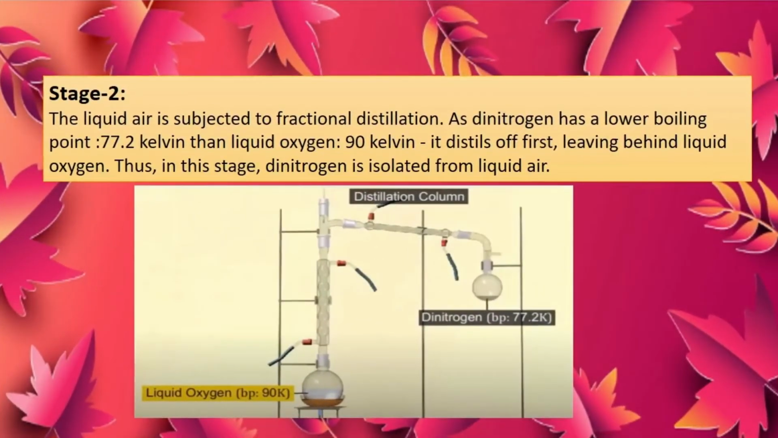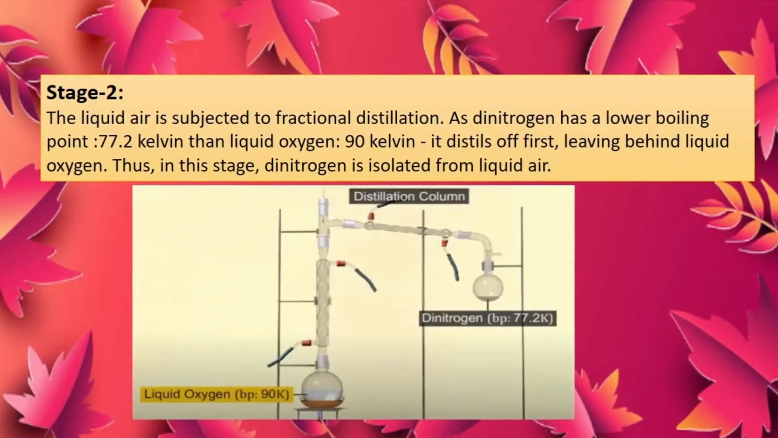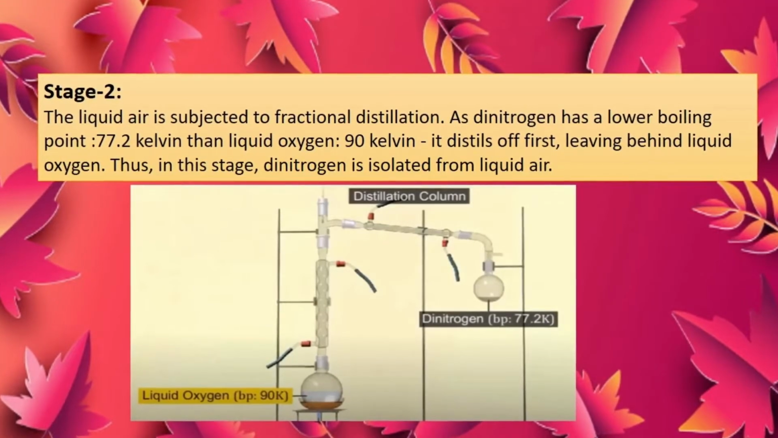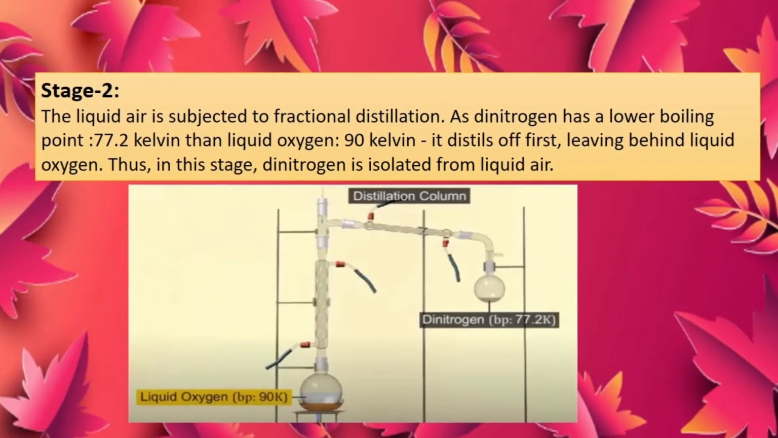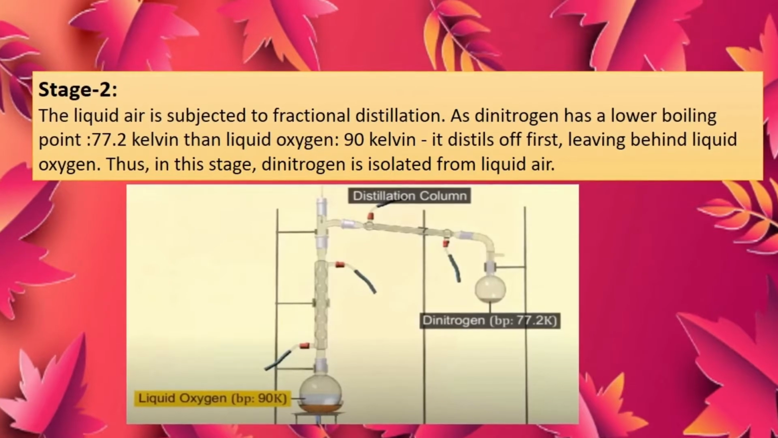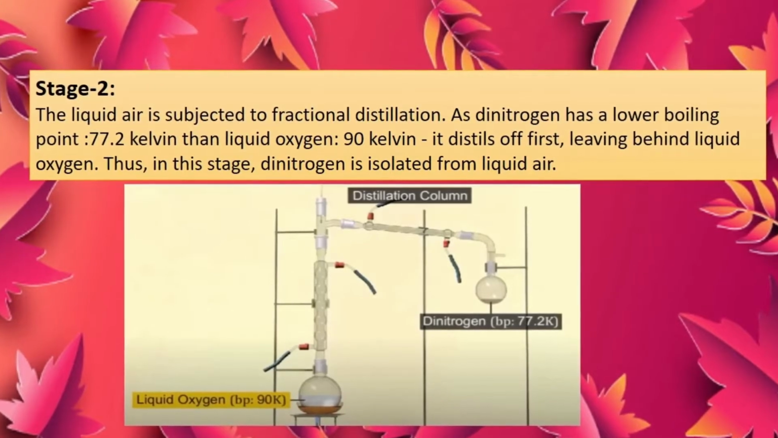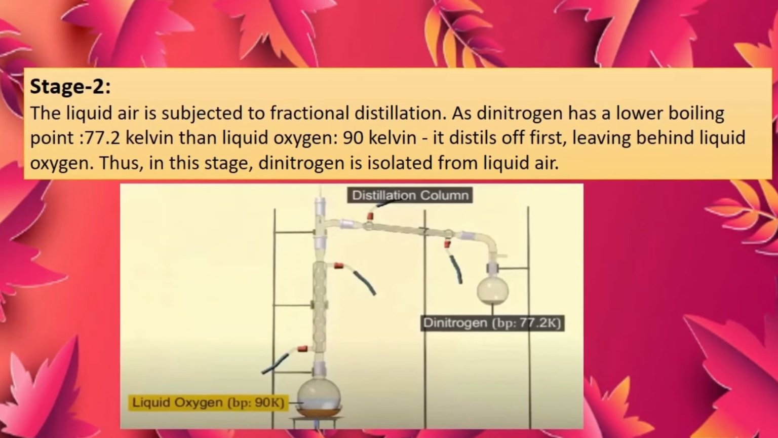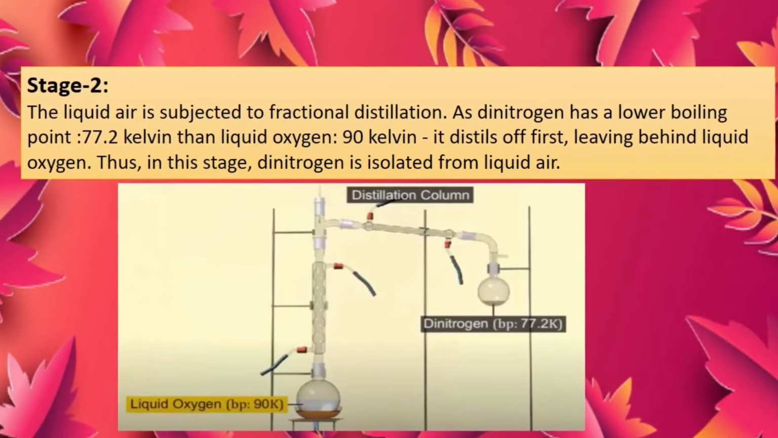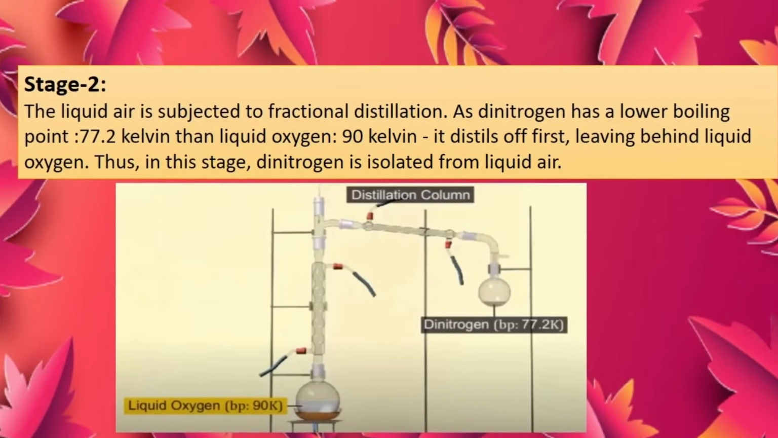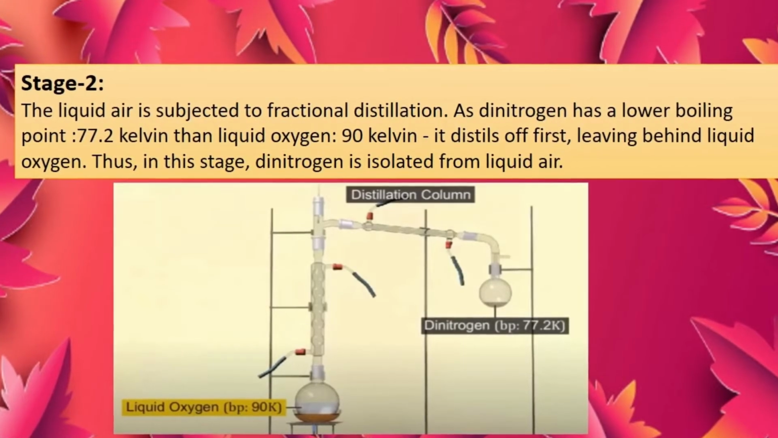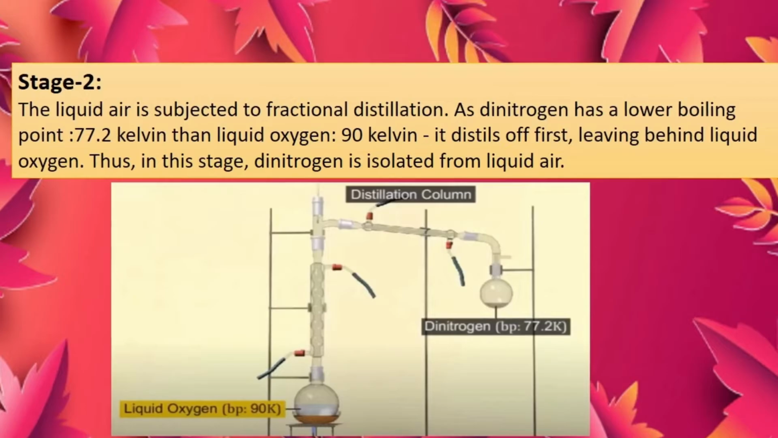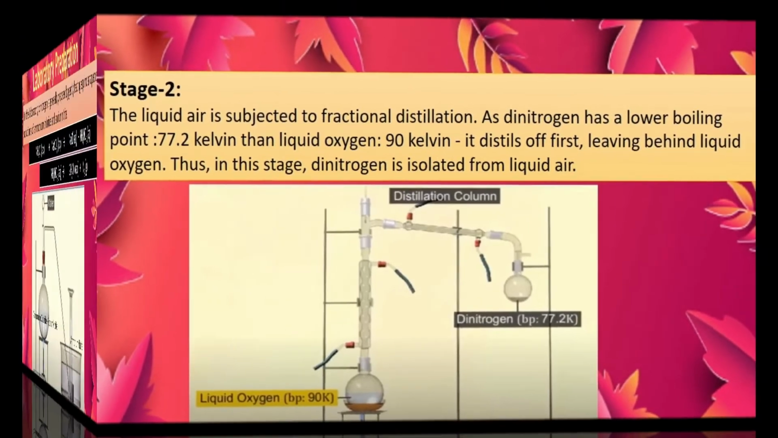The second stage is fractional distillation. We know atmospheric air mainly comprises dinitrogen, around 78%, and oxygen. Due to the difference in boiling points of dinitrogen and oxygen, they can be separated using the fractional distillation process. This process we have learnt in class 11.